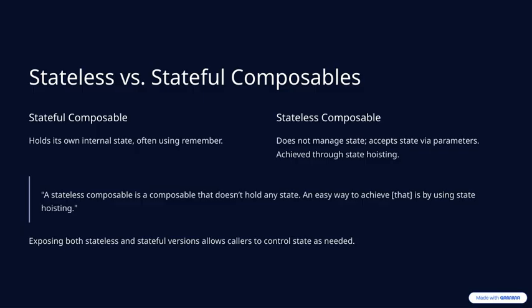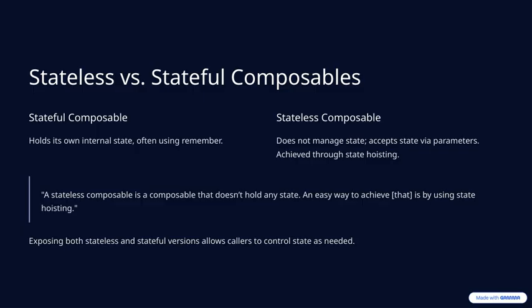A simple way to think about it is, a stateless composable doesn't hold any state internally. It's more like a pure function that just renders based on the input it gets. This approach makes your components more flexible and easier to test. By exposing both stateless and stateful versions of a composable, you give the caller the option to control the state as needed, whether they want the composable to manage itself or to be controlled externally. This flexibility is key in building scalable, maintainable UIs.